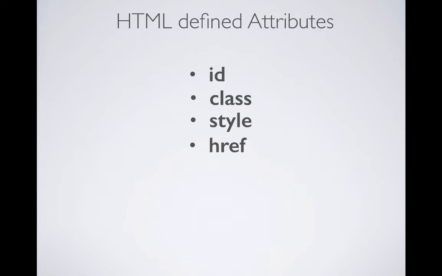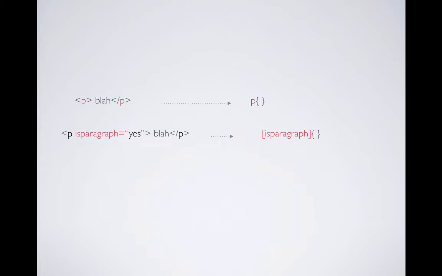There are some attributes that are predefined in HTML, and they have a specific meaning. So when you say id, HTML knows what you mean. If you say class, it has a specific meaning. You already know the style attribute, right? When you say style, it takes the value as a style and applies it to the element. So style has a specific meaning. And href, which is a hyperlink.